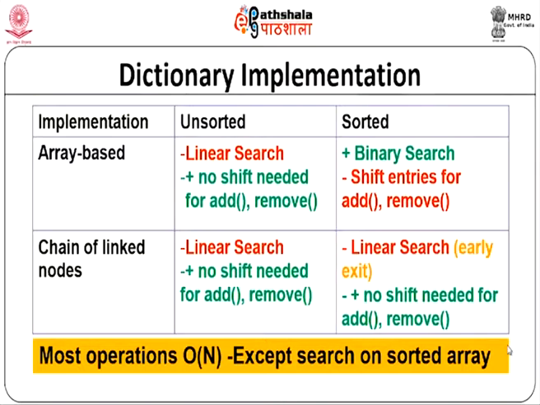In array based unsorted you have linear search and no shift is needed for addition and removal. With binary search on a sorted array you have to shift entries, and for an unsorted chain of linked nodes again it is a linear search with no shift, and for a sorted chain of linked nodes it is also a linear search, with early exit, and no shift needed. But most operations in any of these implementations require of the order of n, except for search on a sorted array. So, this is a problem that we are trying to solve using hashing.